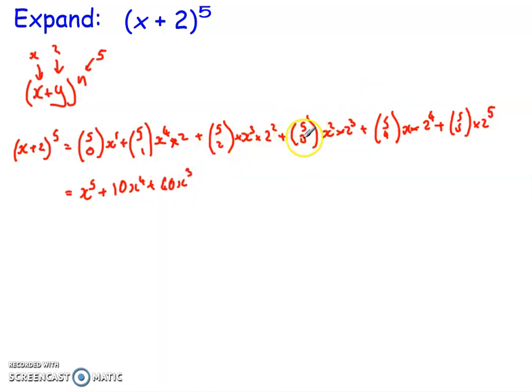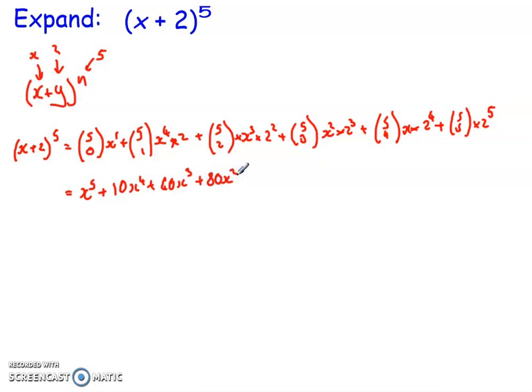I've then got plus 5C3 for this one. So that's 5 factorial over 3 factorial, (5 minus 3) factorial. Well, that is the exact same as doing 5C2. So 5C2 ended up giving me 10, so 5C3 is going to give me 10 again. So I've got 10 times x squared times 2 cubed, which is 8. So I've then got plus 80x squared.